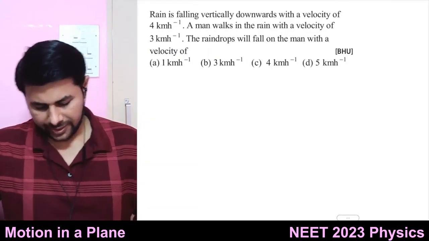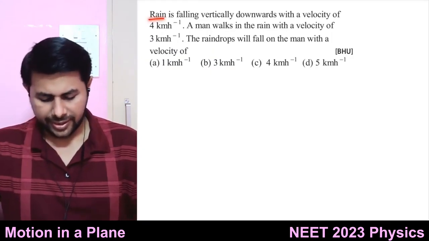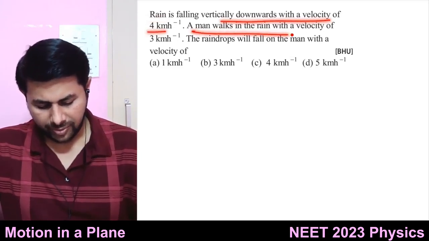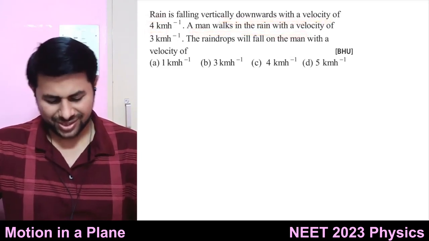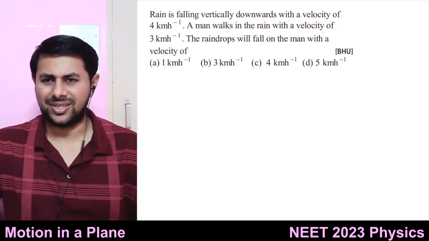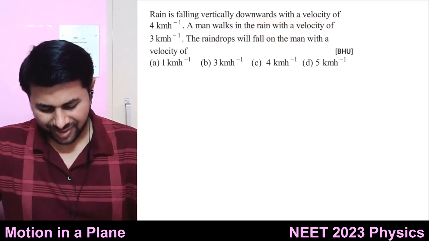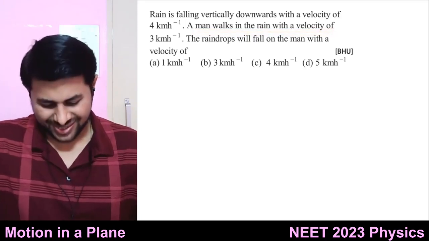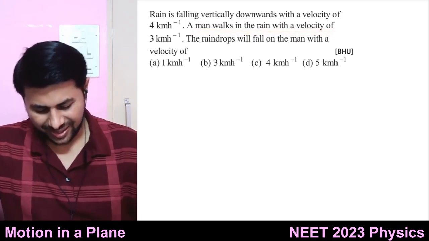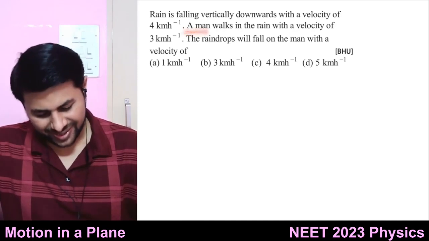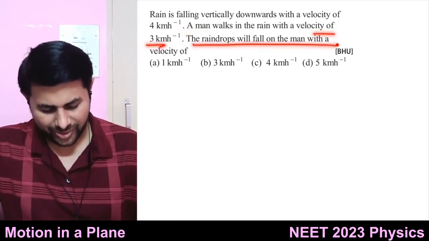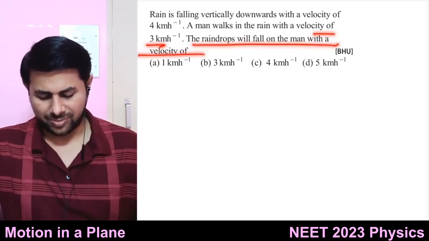So let's see the next question then. Rain is falling vertically downwards with a velocity of 4 kilometers per hour. A man walks in the rain. This is a question from NCERT. I guess there was an old woman in NCERT, they have replaced it with a man, with a velocity of 3 kilometers per hour. The raindrops will fall on the man with the velocity of?